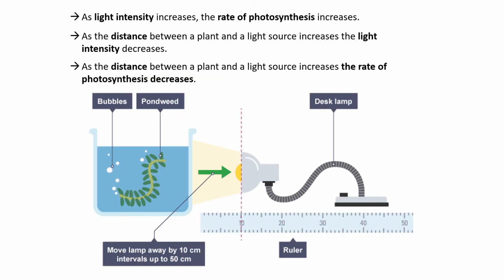Here are some key points of this experiment. As light intensity increases, the rate of photosynthesis increases, judged by the number of bubbles produced. As the distance between a plant and a light source increases, the light intensity decreases. What it means is that as you move the lamp away from the plant, you're increasing the distance. Therefore, the light intensity decreases, which will affect the rate of photosynthesis. Therefore, the photosynthesis will decrease.